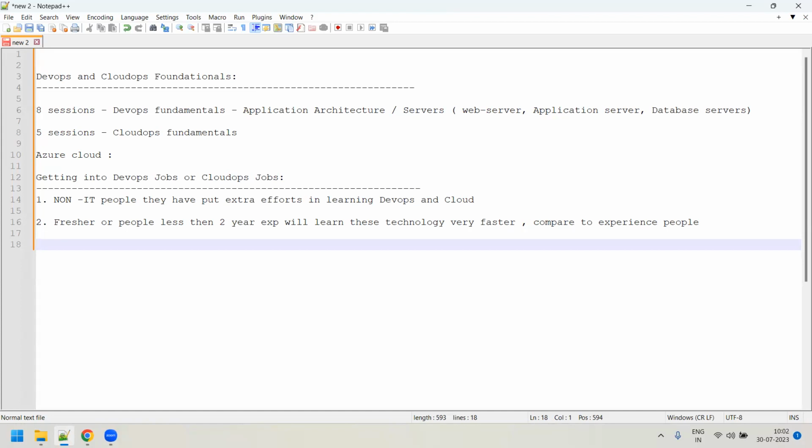And the third very important thing, for the fresher or the person with less than 2 years of experience, there is no loss for him. Everything is a gain for him, because if he starts learning DevOps and cloud, he will get a job. And trust me, there are a lot of opportunities out there for people with very little experience, like 2 or 3 years. You have seen that they are frequently getting placed in the industry.